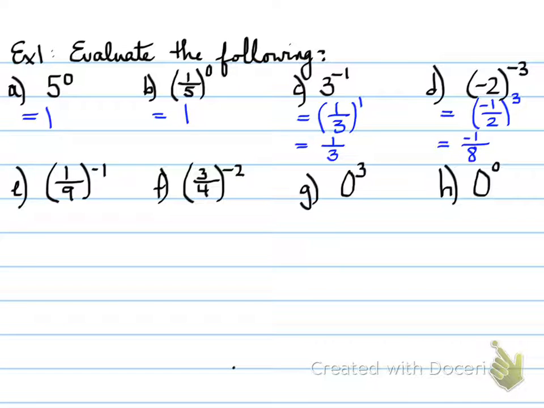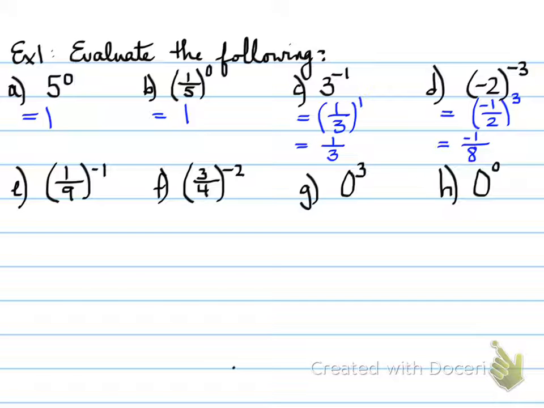Now, let's go over why the answer is negative 1 over 8. Negative 1 is raised to the power of 3. The negative gets 3 negatives. Negative, negative, negative. That makes a negative. 1, 1, 1 multiplied by each other stays 1, so it's negative 1. On the bottom, it's 2 times 2 times 2, and that gives us 8. So that's why the answer is as it is.